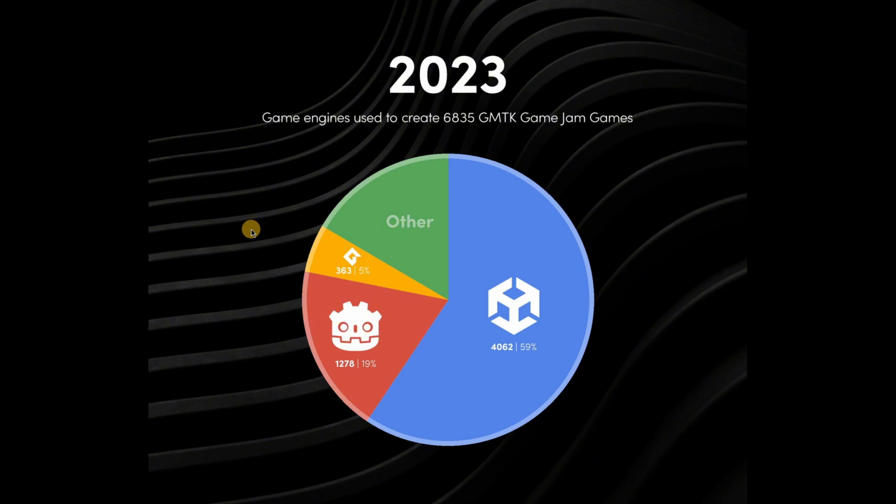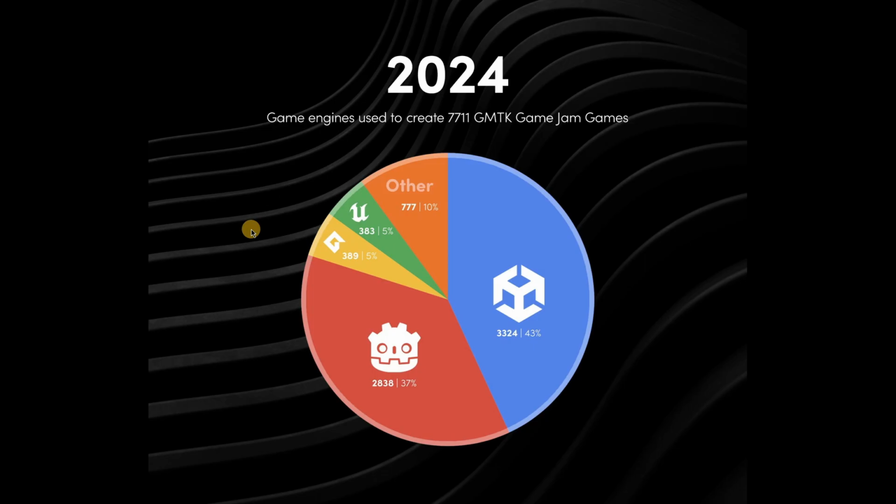But here comes the biggest thing about everything, and probably what most of you could have expected about GMTK 2024. And you are probably going to be completely surprised and blown away by the results that we are going to see right now. And the thing is that Godot took 37% of games, super close to Unity, 43%.